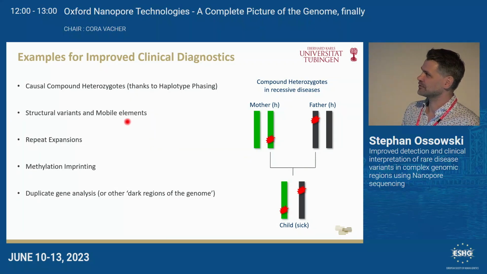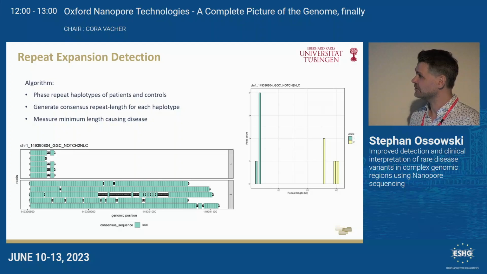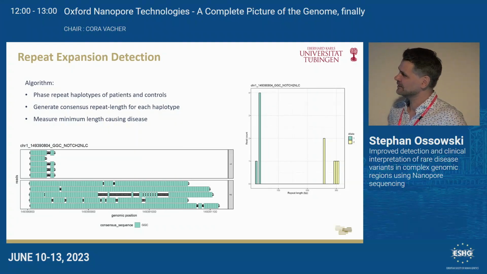I already showed you structure variants, which we now can find with 95% recall and precision. We haven't really tested mobile elements, but I guess that's similar, and inversions. But I want to focus a bit more on these types: repeat expansions, methylation imprinting, and duplicate genes. I found them a bit more interesting. We made a little tool.